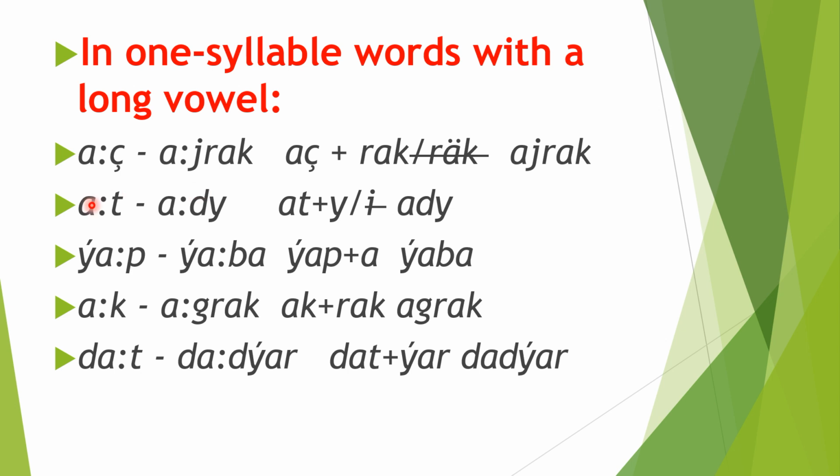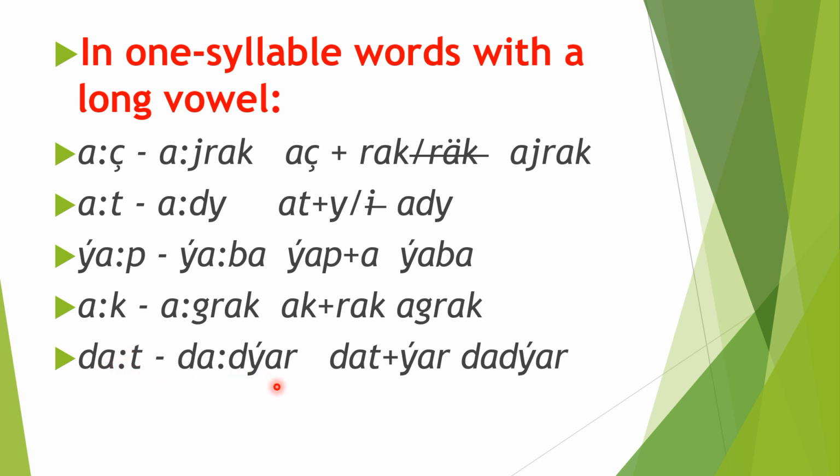At, adı. So t changes to d. We added ı, not e. We cannot add e because e is ince, but a is yorin. So we need to add the same suffix of the same group. Yorin, yorin. At, adı. Yap, yava. We added a and we change p to b. Ak, agrak.